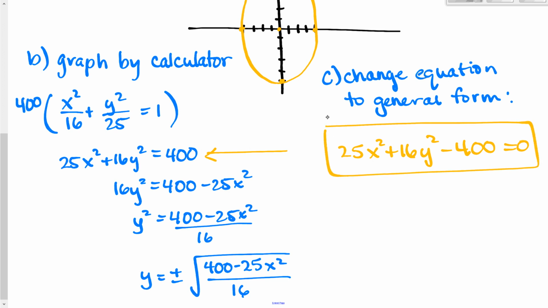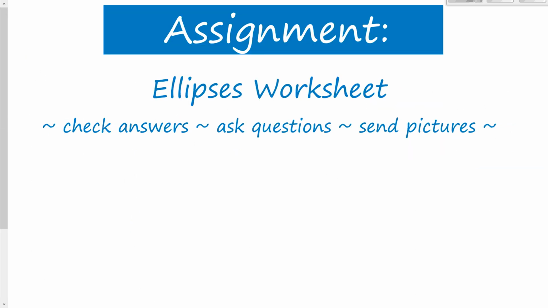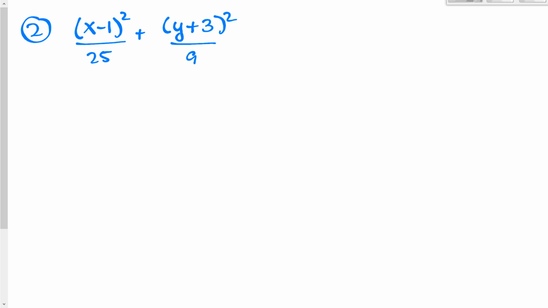Okay, let's move on to example number 2. I think we're going to do 3 examples altogether. So here we have (x minus 1) quantity squared over 25 plus (y plus 3) quantity squared over 9 equals 1. And we're just going to graph it by hand.